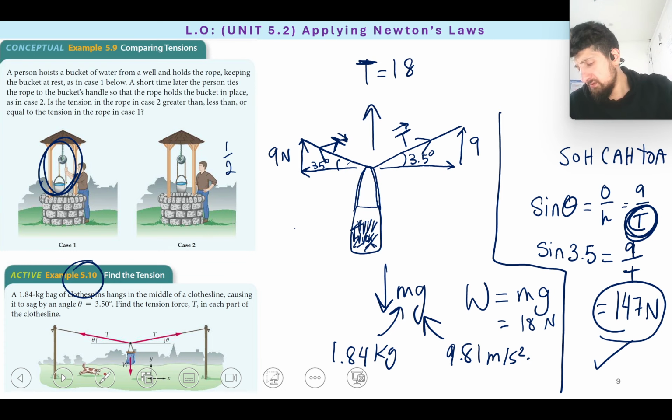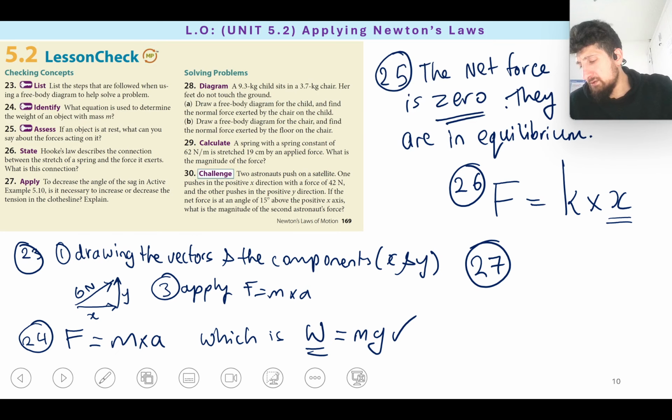What did they want to do? Increase or decrease the angle of sag. Decrease the angle. And what are they asking for? Is it necessary to increase or decrease the tension?